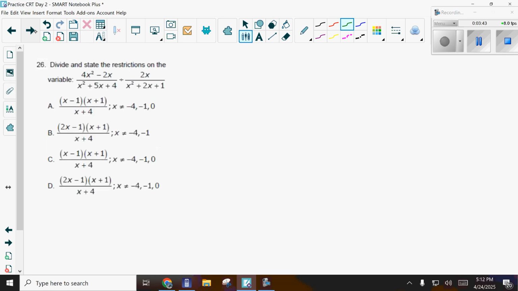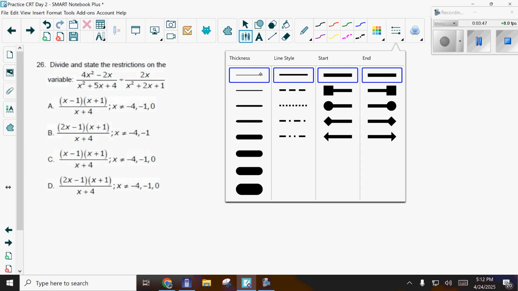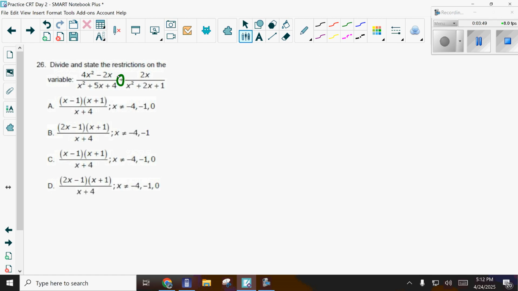Number 26 is the same, except now it's a division problem. We know that when there's a division problem, you're supposed to flip it over. So I'm going to go ahead and do that first. I'll do these 4 problems like this.